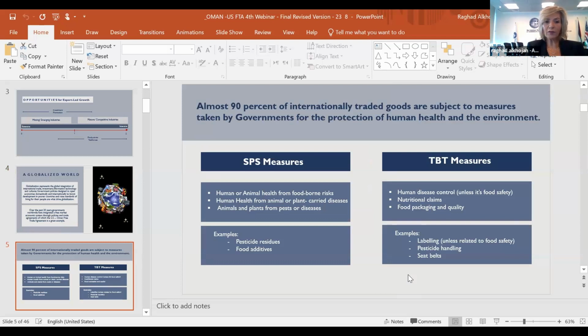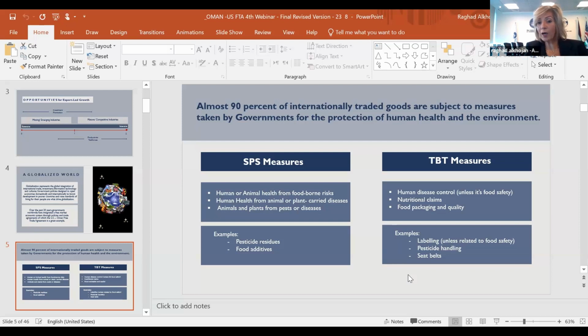This was also covered in previous sessions, but I think it's important to mention them because a lot of you missed out on those sessions. And there are SPS measures and there are TBT measures. So with the SPS measures, you have human or animal health from foodborne risks, animal health from animal or plant carried diseases, animals and plants from pests or diseases. So you have pest residues, food additives, all of those go under the SPS measures.